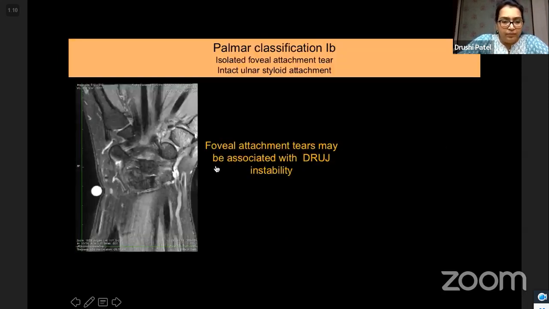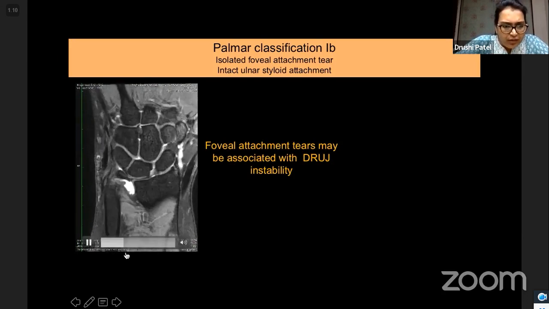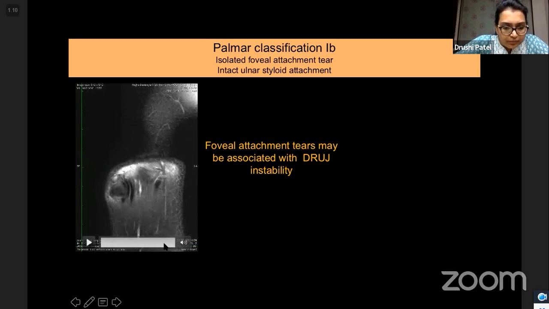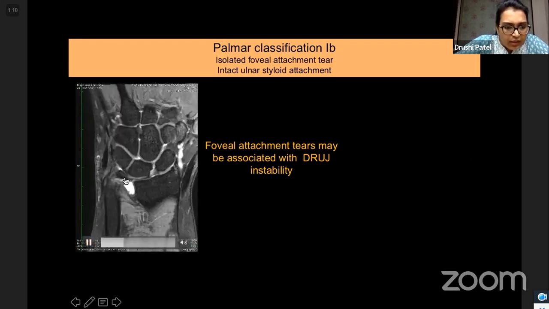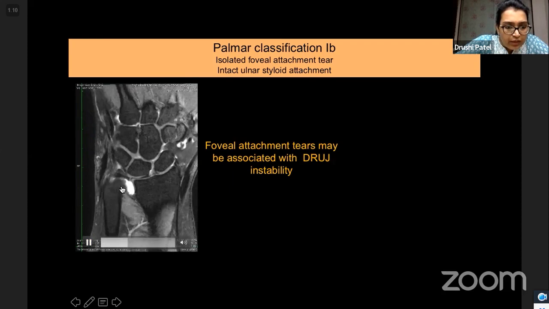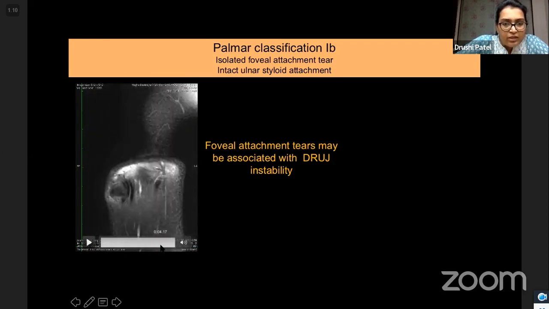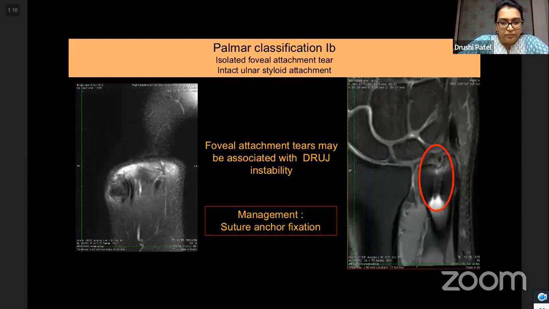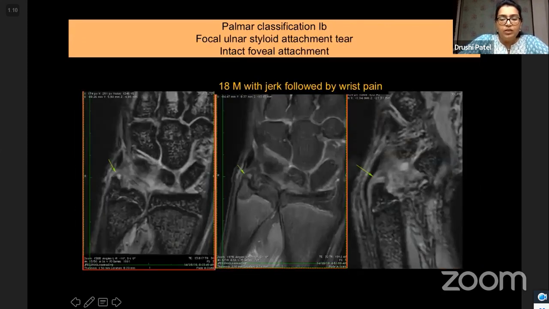So that is how they put the suture anchors and pull the foveal attachment and fix it to the base. So let's see one of the examples. If you can see, that is the disc proper, the ulnar styloid attachment. Let's play again. Keep an eye on the foveal attachment. So that was a foveal attachment tear with an intact ulnar styloid attachment. I'll play once more. And this is the suture anchor fixation for this patient, since the foveal tears are the most important and they are associated with DRUJ instability.